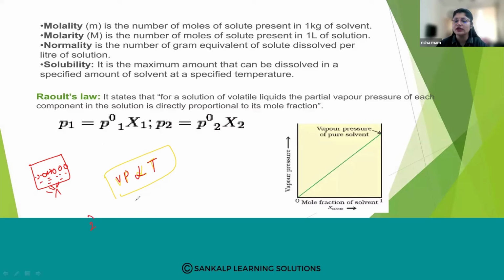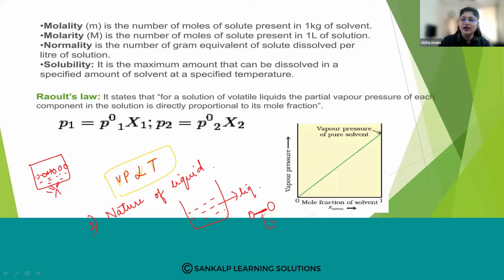Then the second thing we were discussing, which affects the vapor pressure, is the nature of the liquid. The nature of the liquid also plays an important role in affecting the vapor pressure. So in a beaker, if I take a liquid, depending upon the type of liquid, the molecules of the liquid may be held weakly. How are these held? These are held due to intermolecular forces, a force which is called intermolecular forces.